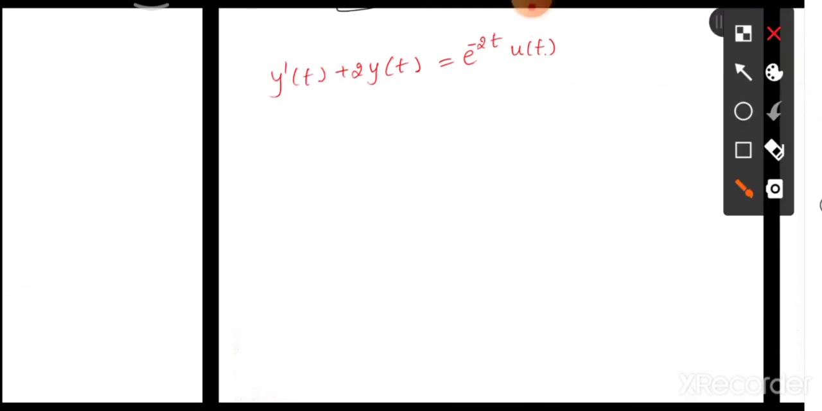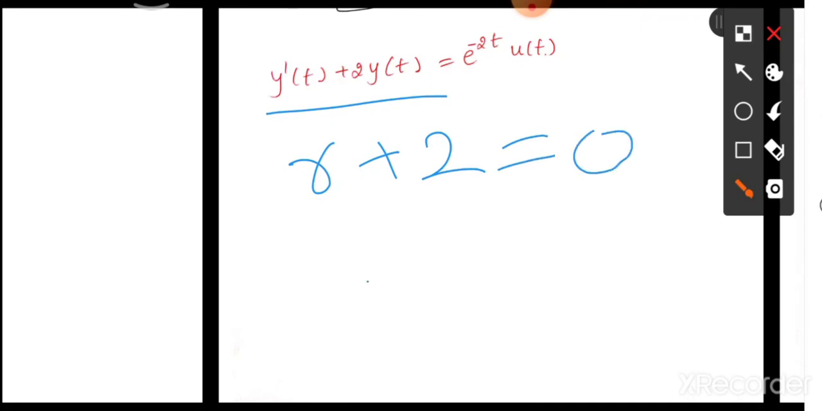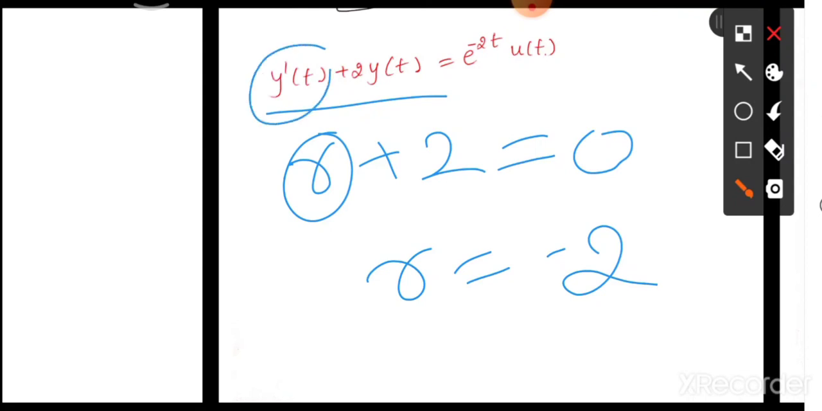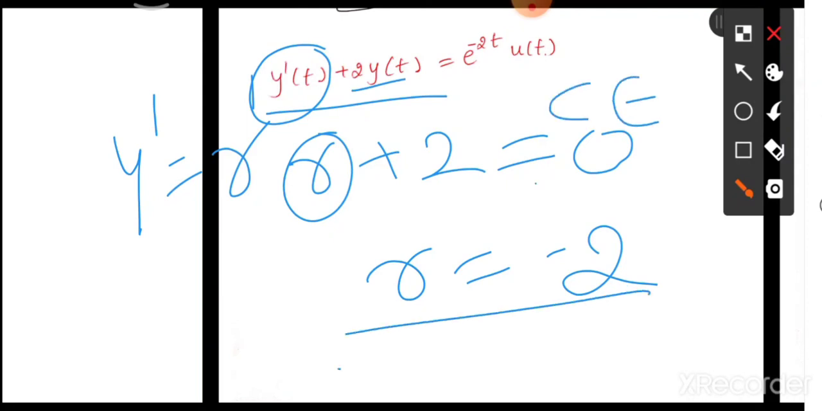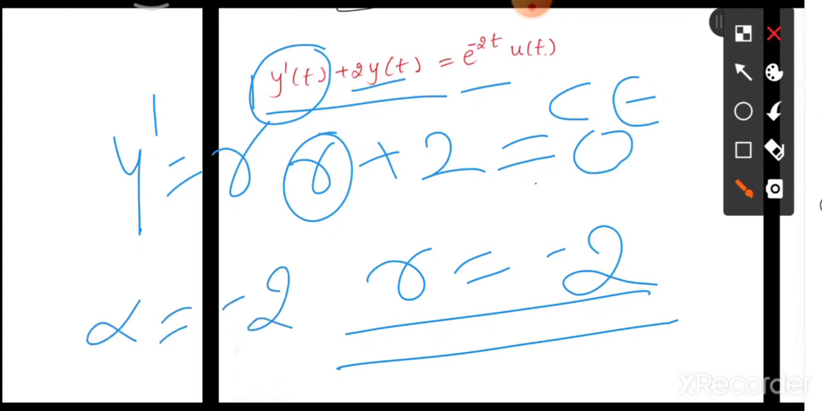To find the roots of this equation, we have to get the characteristic equation, that is nothing but r plus 2 equal to 0. R is equal to minus 2. Here, differentiation y dash we have put as r, and the coefficient was 1. So r plus 2 equal to 0 is your characteristic equation. By that we have got the root r equal to minus 2. Now you can see alpha is minus 2 and r is also minus 2.